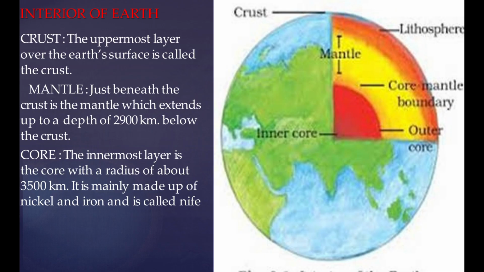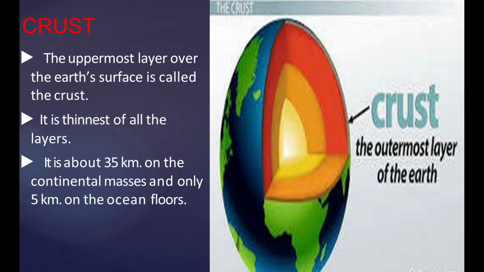Earth has been divided into three main layers: crust, mantle and core. We will discuss all these three one by one. First of all, let us discuss the crust. Crust is the outermost layer of the earth and man lives on it. Its thickness is about 35 kilometers under the continents and 5 kilometers under the sea floor.